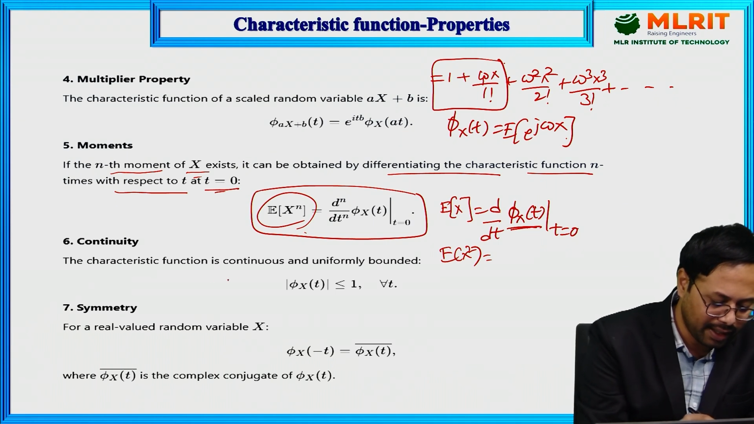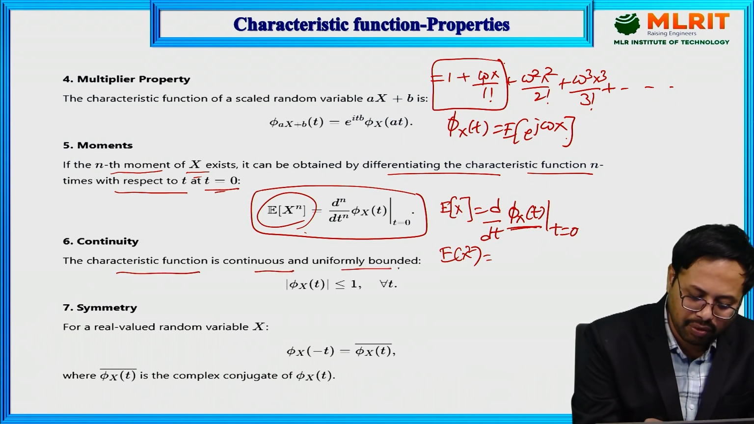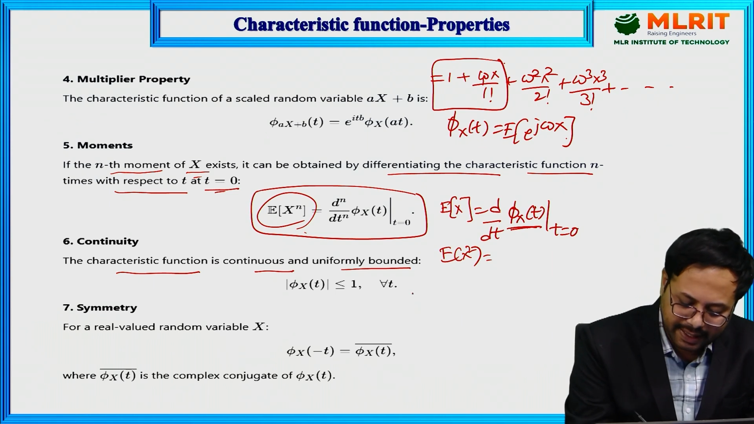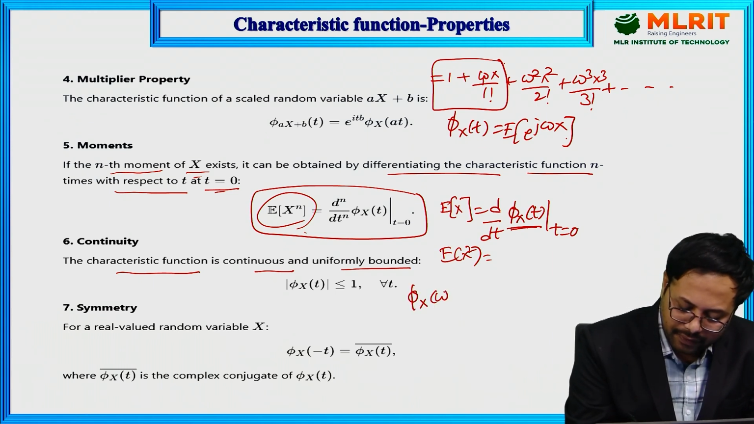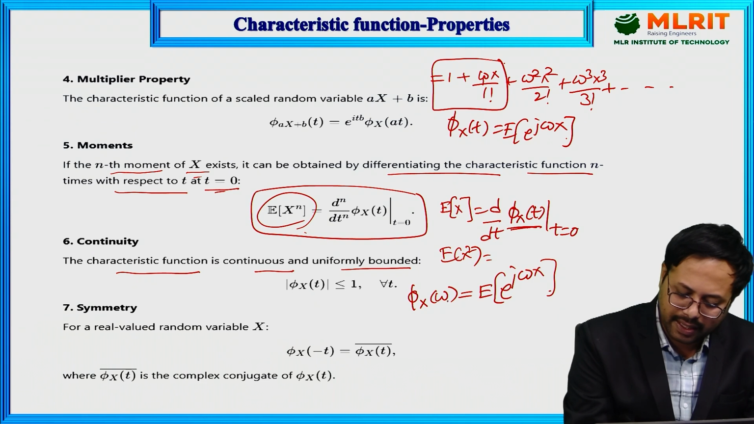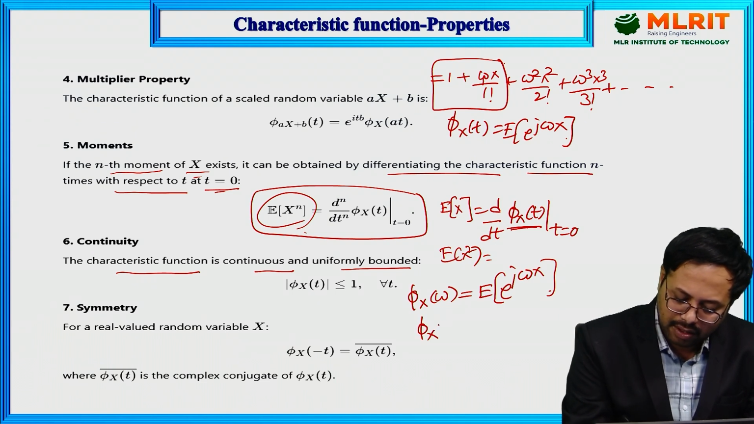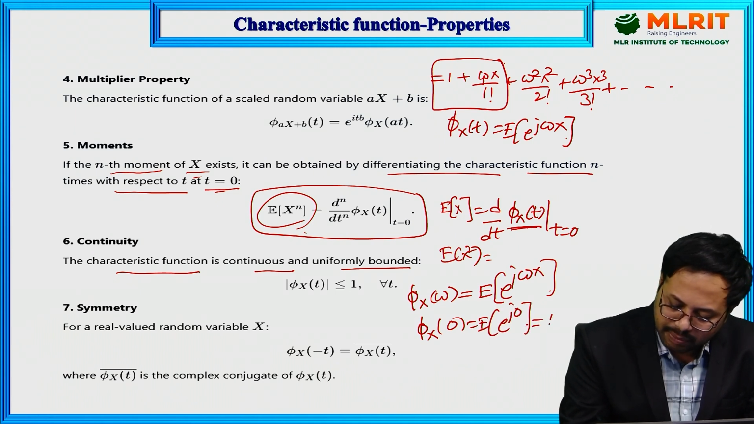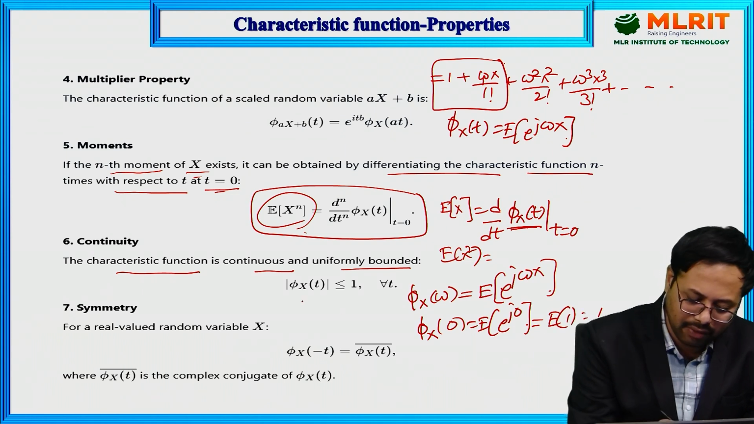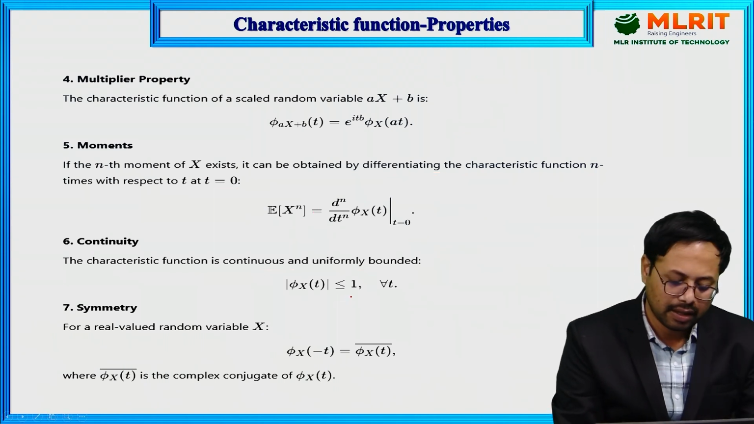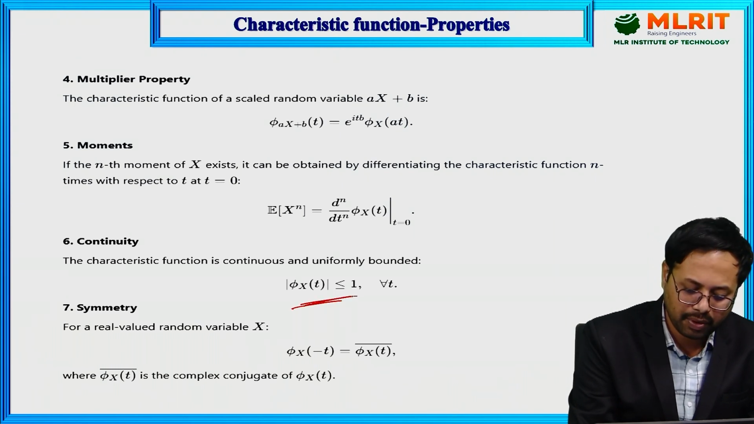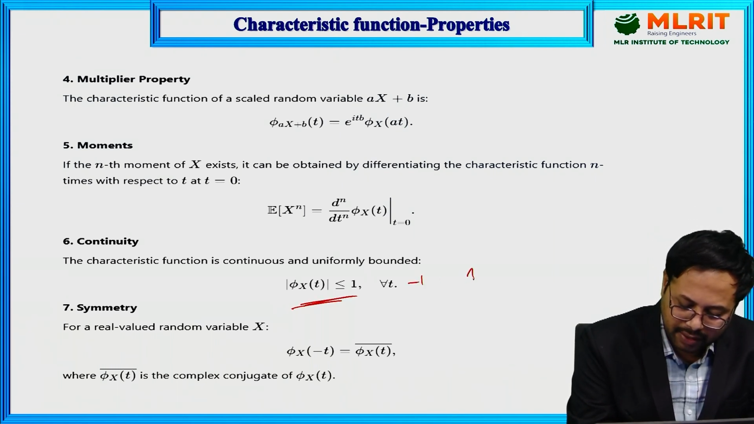Next, the third property: the characteristic function is continuous and uniformly bounded. You can check it from the definition. Phi x of omega equals expectation of e power j omega x. If you take omega equal to 0, you have phi x of 0. When you substitute 0, e power j 0 is 1, so you get the expectation of 1. It is always bounded, less than or equal to 1, and uniformly bounded; the values lie between -1 and 1.